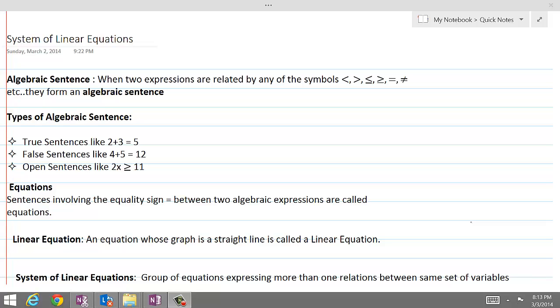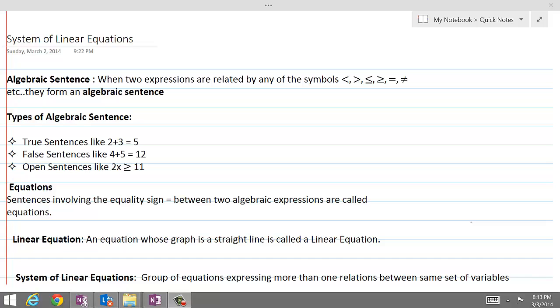We studied algebraic expressions before. Now we are going to define algebraic sentences. When two algebraic expressions are related by any of the symbols less than, greater than, equal to, not equal to, etc., they form an algebraic sentence.